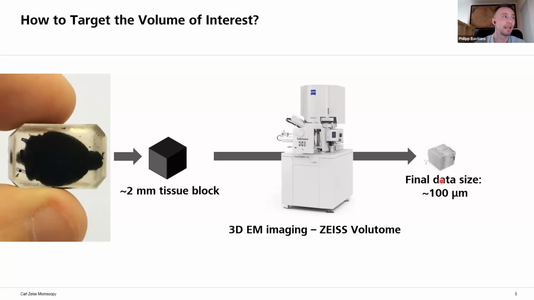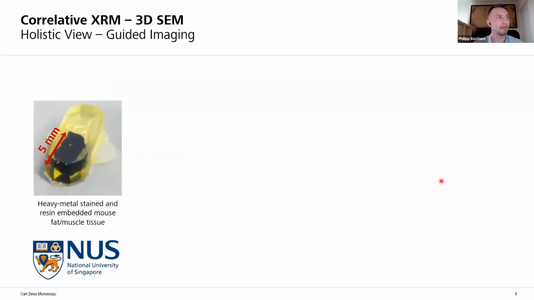This is an example, and I had exactly that challenge with a sample a couple of years ago, working with a researcher at the National University in Singapore. They provided me with this classical embedded resin mold with some tissue and fat and muscle tissue of the mouse. They want to get the collagen network around a lymphatic vessel. I was like, yeah, that should be no problem. I guess we can do that.